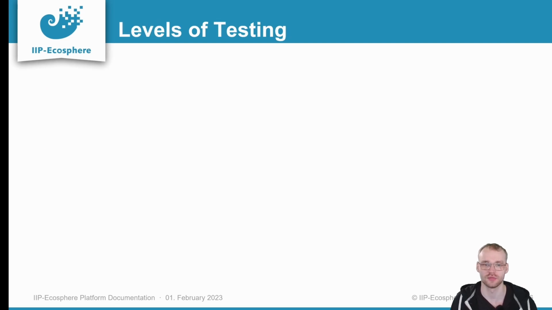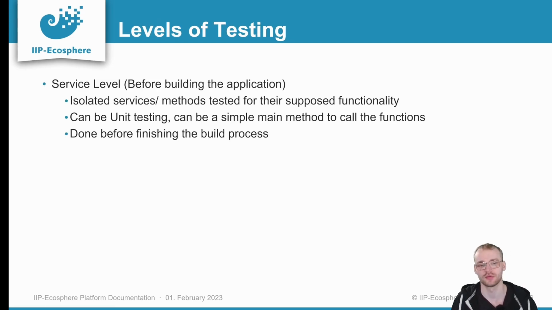So in the introduction, we have multiple levels of our testing. The first level is the service level. This happens before building the application. As building takes some time, you might want to get done with this before finishing your building process or starting it even. Those are isolated services or method tests for their functionality, isolated from any connectivity into the platform architecture. This can be unit testing. You can also do this by just creating main methods, calling the methods of your services to confirm the functionality. Unit testing has an advantage as it's integrated into our build process and they will be run automatically.